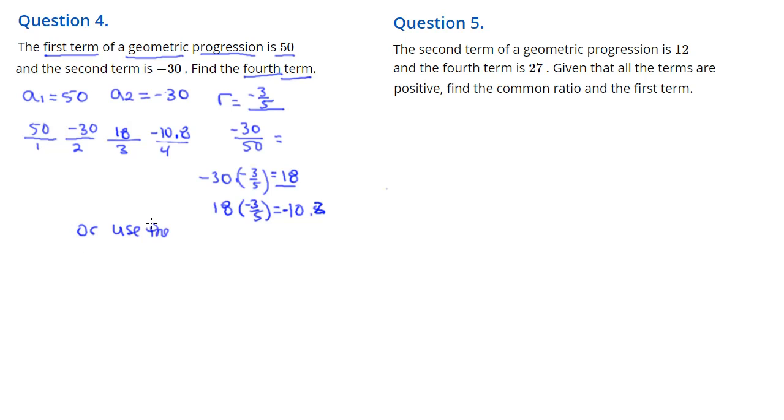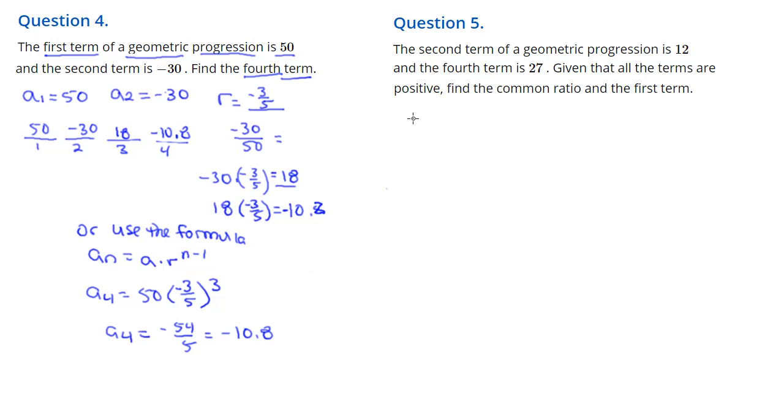The other approach would be to use the formula. And if they were further apart, say for example they wanted to know the 20th term and not the fourth term, this would be far more efficient, because all we've got to do is plug into our formula that we want the fourth term, and then all the information we have is a1 and r, and we obviously know n, and then when we do the computation we get negative 10.8.